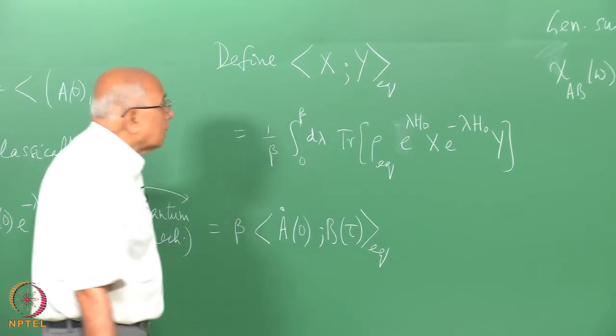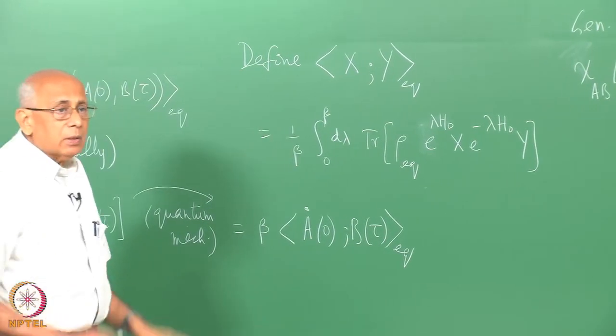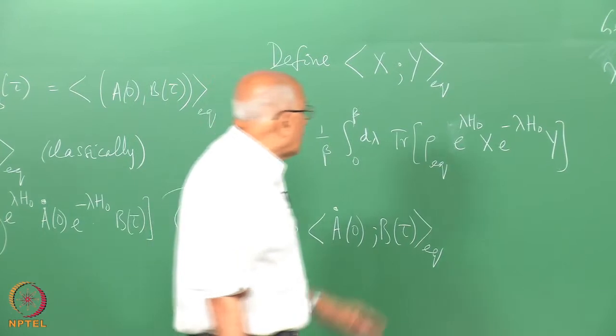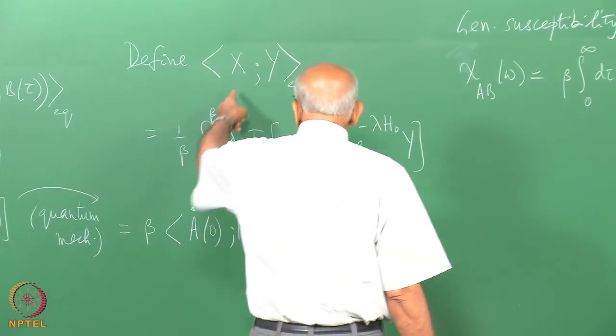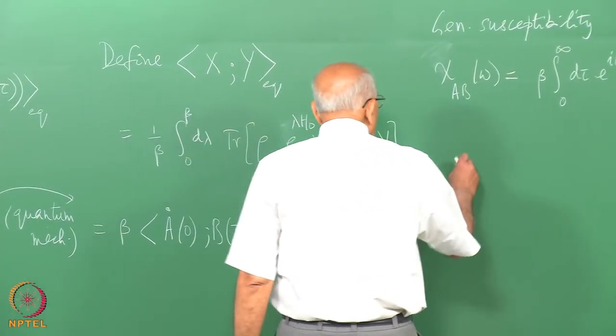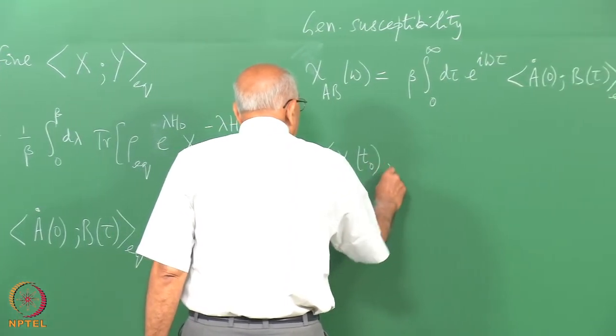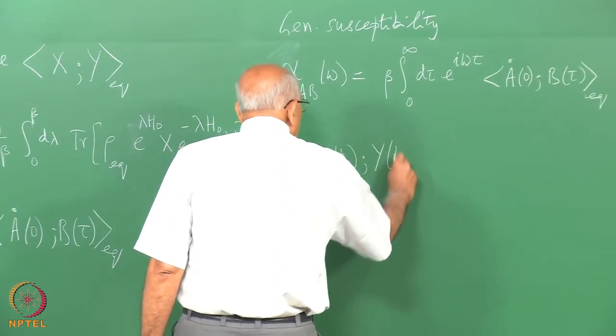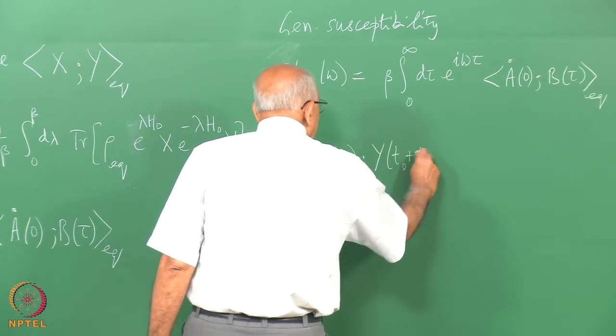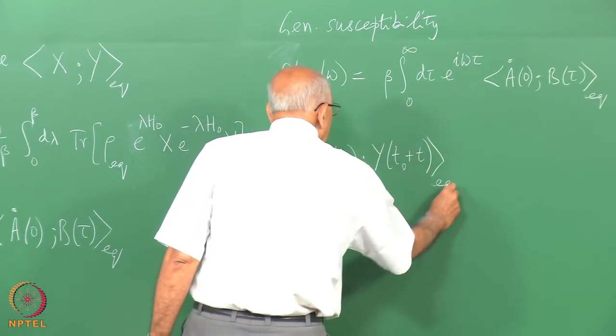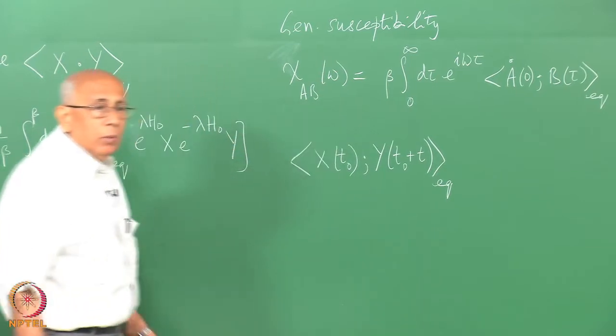To start with, it is stationary. Immediately follows that it is stationary, because let us see what happens to it. This thing here, I want to show that x of any arbitrary t naught, y of t naught plus t, equilibrium, we want to show.